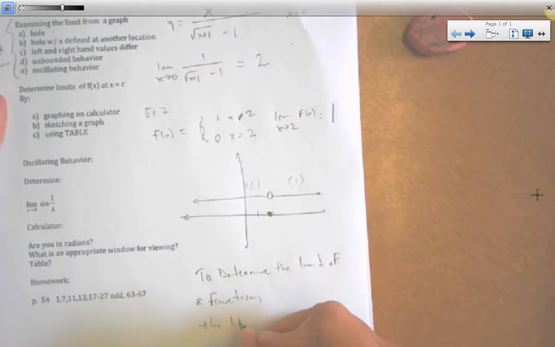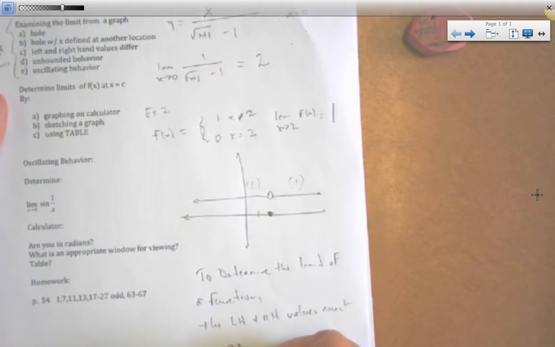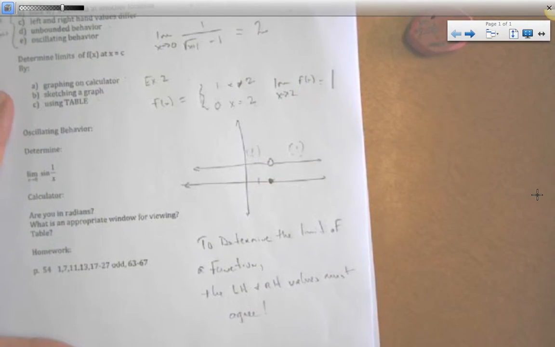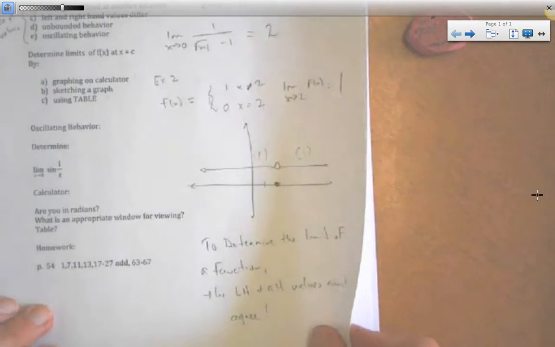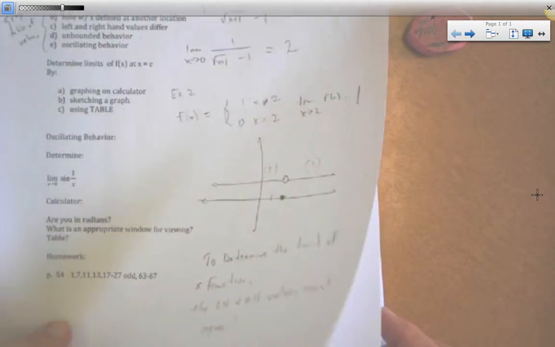All right, so that's another important piece of this, is that to determine a limit, the left hand and right hand values must agree. It means they must be the same number. Okay, so let's see what happens when left and right hand limits are not the same. Let's see if something specific happens.